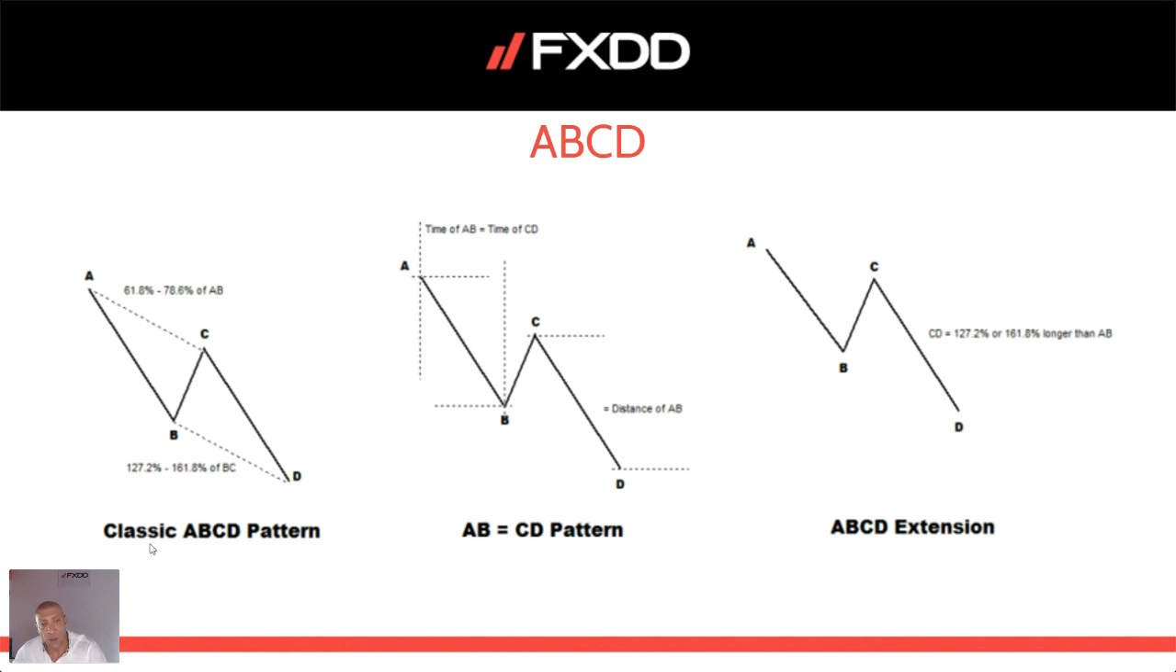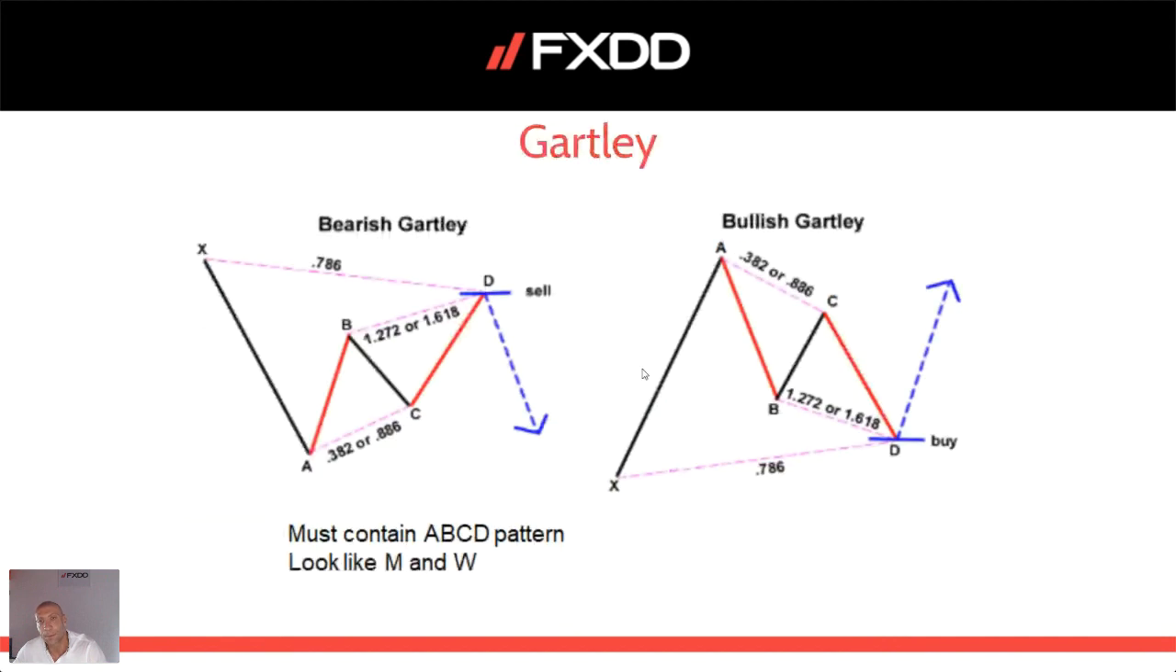It's similar to classic ABCD, where we have 127.2 to 161.8 of BC. Now we have ABCD, where time of AB is equal to time of CD, and the CD has a distance of AB. And we have ABC extension, where the CD is 127.2 or 161.8 longer than AB.